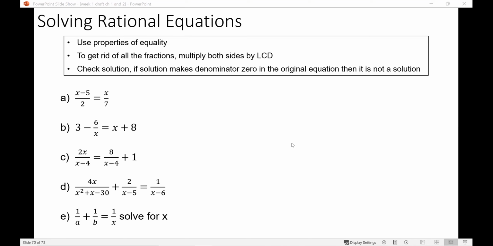Okay. When solving rational equations, we have to be careful for the situation of dividing by 0. So you want to check your solutions. And if your solution ever makes the denominator of the original equation 0, then it's not a solution. Okay. Let's start with our first example. Let me move to the whiteboard.